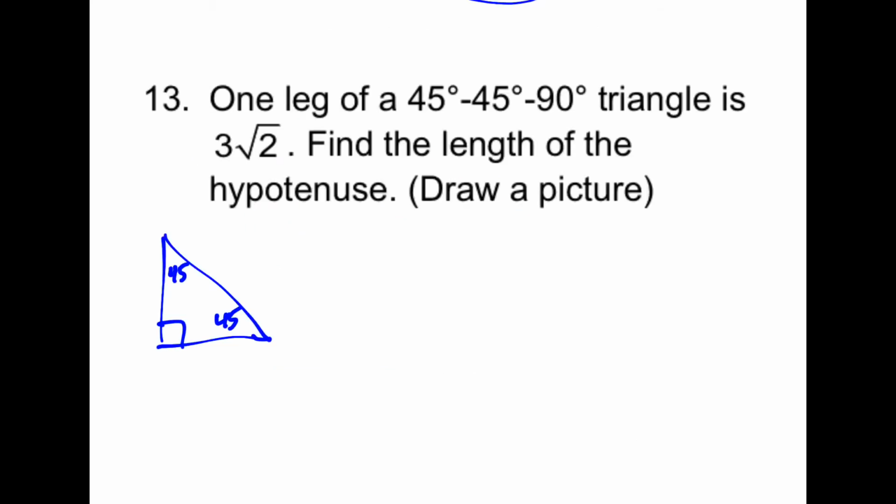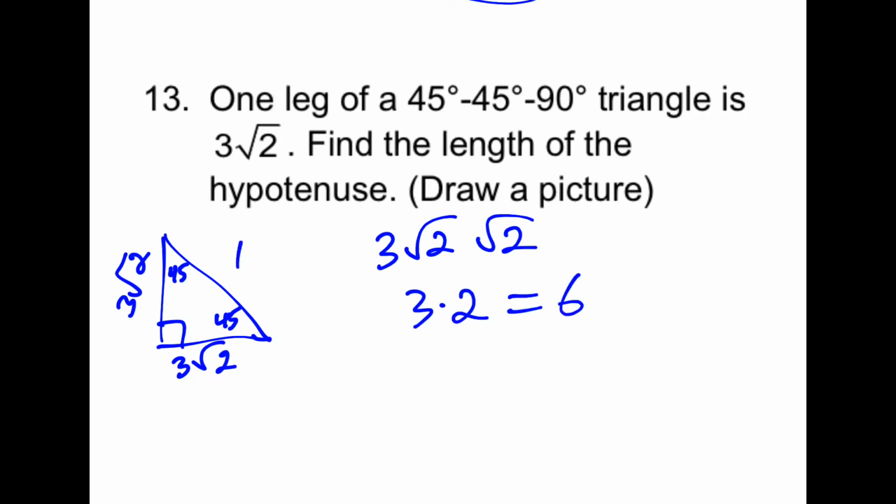For 13, here's my 45, 45, 90 triangle. If a leg is 3 root 2, then the other leg is also 3 root 2. And to get to my hypotenuse, I multiply by the square root of 2. So I get root 2 times root 2, which gives me 3 times 2, which just means it's 6.